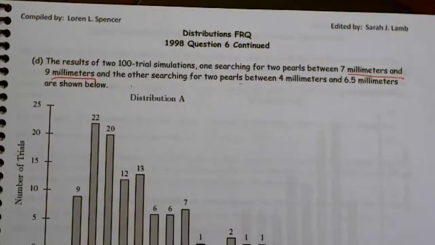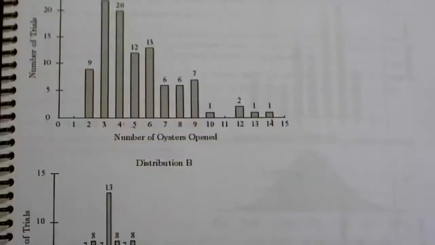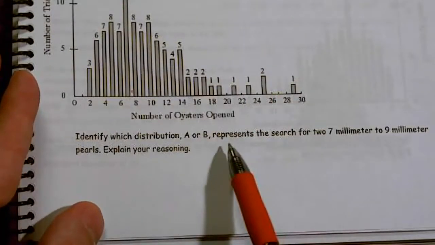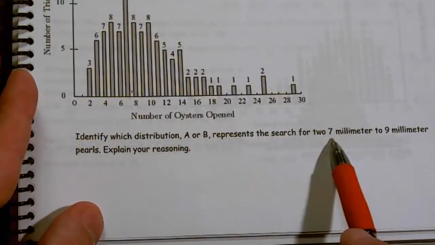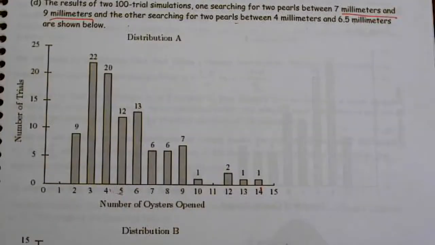Okay, so please remember, at the very end, the question is, identify which distribution, A, one that took less time, or B, represents the search for 7 to 9 millimeter pearls, and explain your reasoning. Well, there's a couple ways to approach this, and I'm going to use two different methods. One, I'm just going to use the normal and do that first.